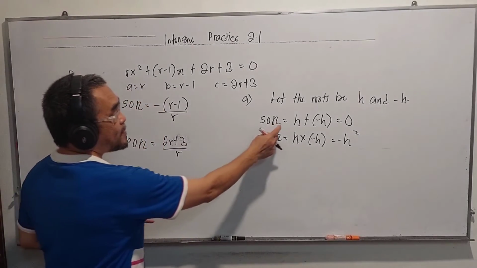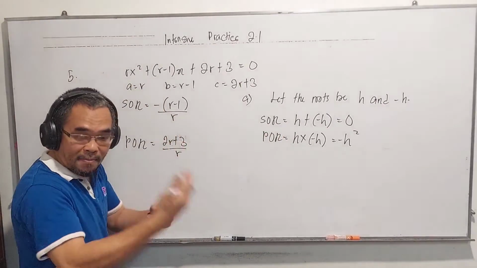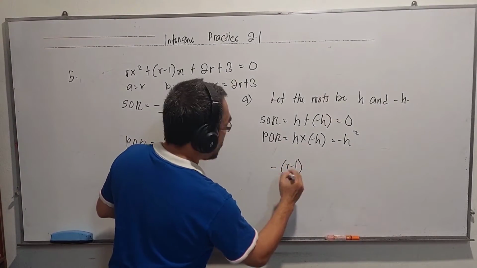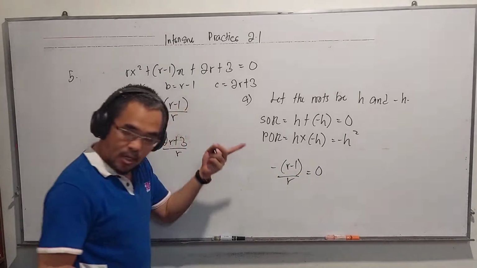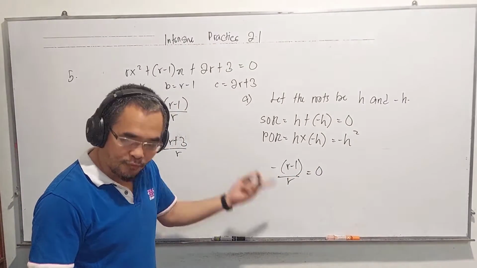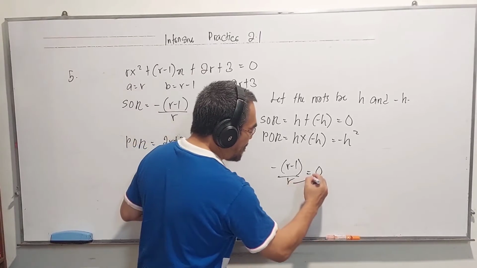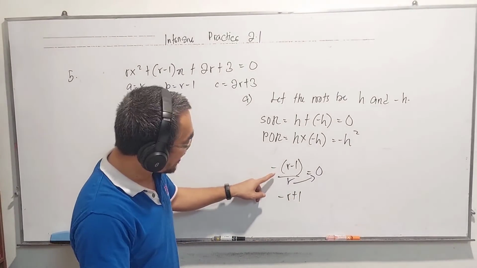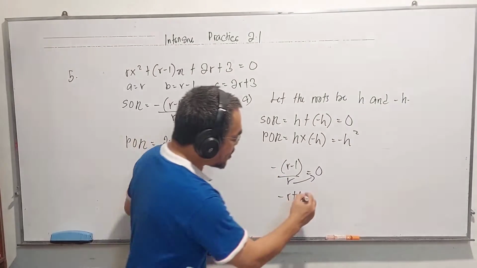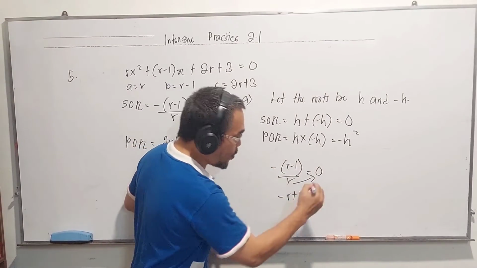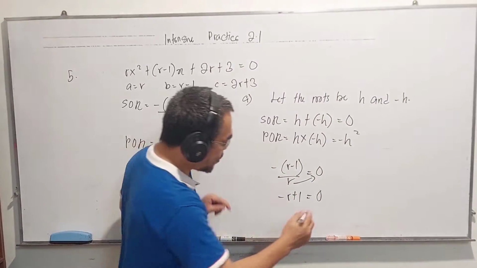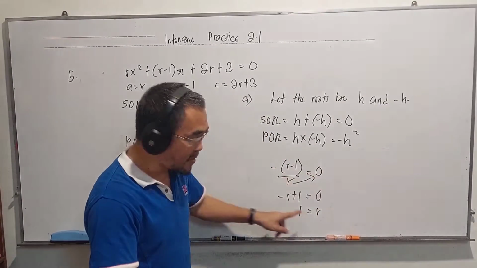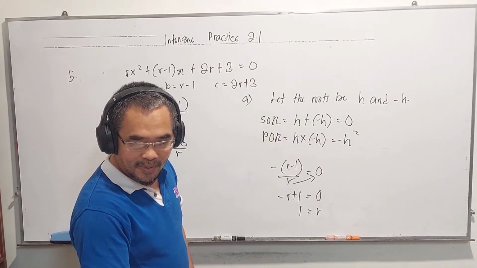If you compare the sum of roots with the sum of roots, compare means you say equals to. So you just write negative (r minus 1) over r equals 0. Could you solve this? Could you find the value of r? Yes, you multiply, you get negative r plus 1. I expand the bracket: negative r plus 1 equals r times 0, which is 0. Okay, so r will be 1, because I moved the negative r to the other side.